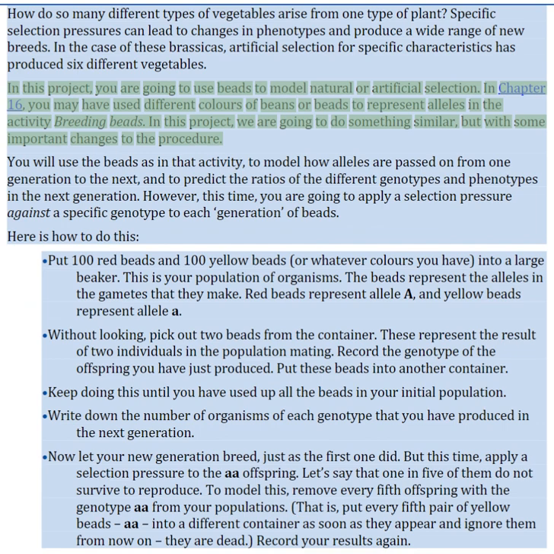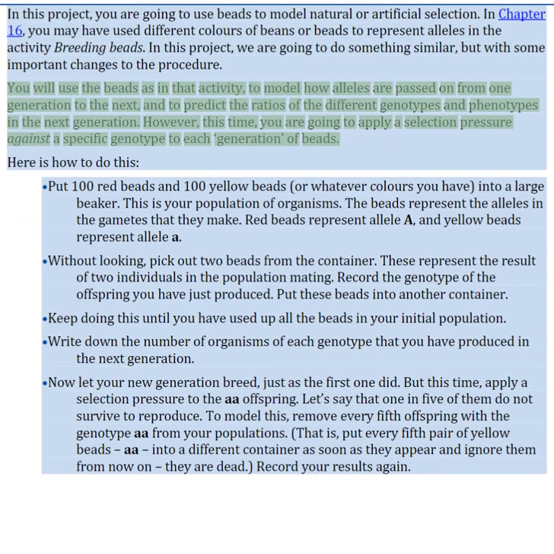In this project, you are going to use beads to model natural or artificial selection. In Chapter 16, you may have used different colors of beans or beads to represent alleles in the activity breeding beads. In this project, we are going to do something similar, but with some important changes to the procedure. You will use the beads as in that activity to model how alleles are passed on from one generation to the next and to predict the ratios of the different genotypes and phenotypes in the next generation.